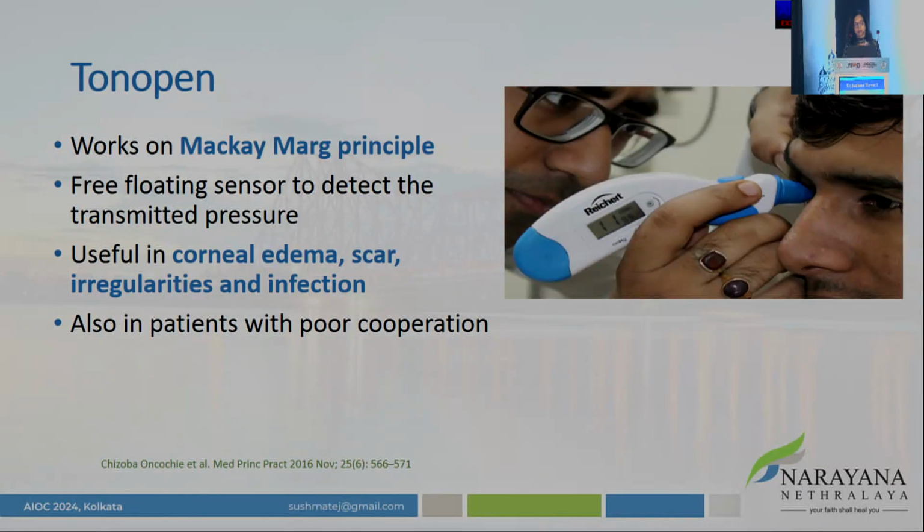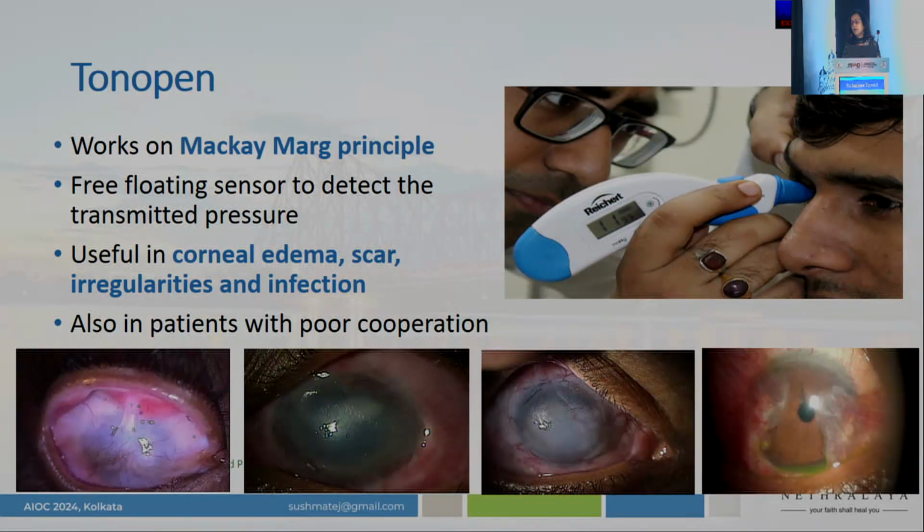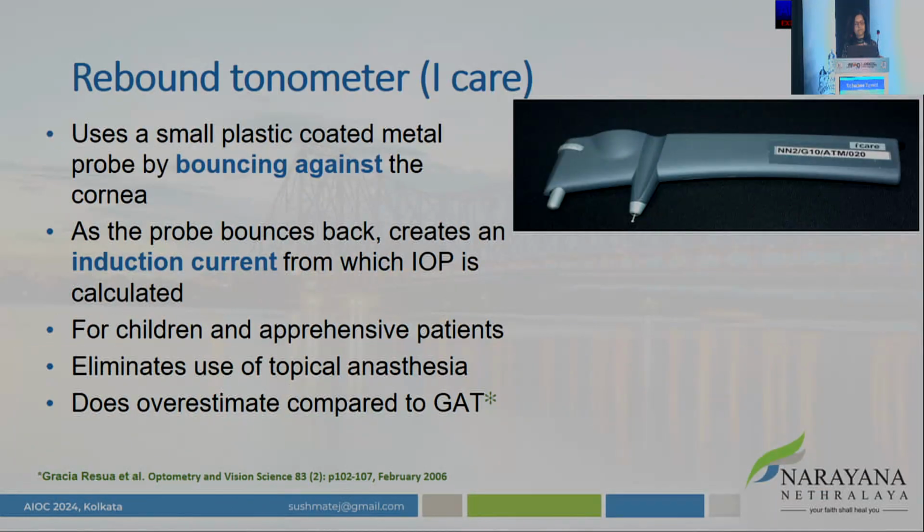Tonopen works on the Mackay-Marg principle, useful in corneal edema, scarring, irregularities, and even in infection, because we use a disposable sleeve. So in all such kinds of eyes we definitely need the Tonopen.